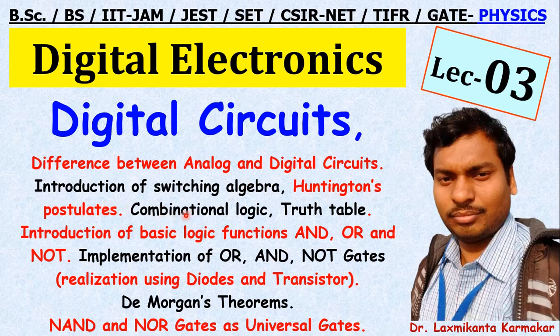Huntington's postulates, then combinational logic, then the truth table, an introduction to the basic gates, that is AND, OR and NOT, then implementation of OR and NOT gates using diodes and transistors, then De Morgan's theorem, and NAND and NOR gates as universal gates. So this will be covered in this video.